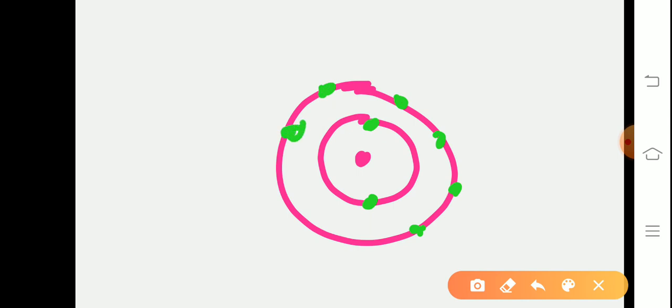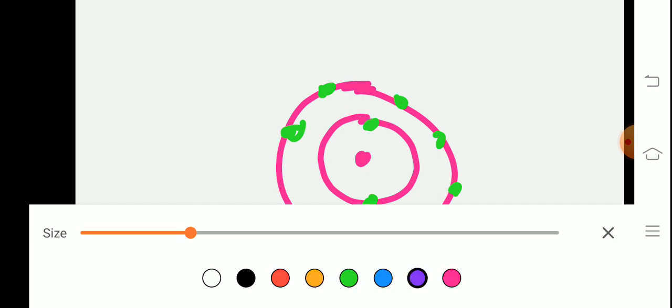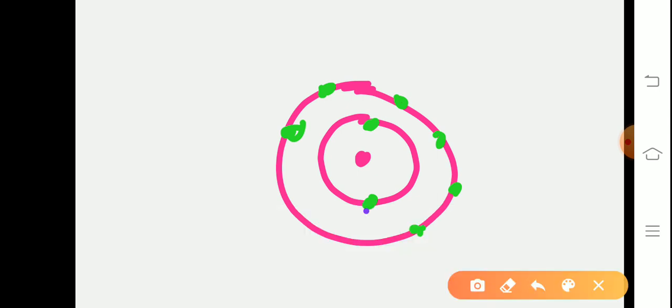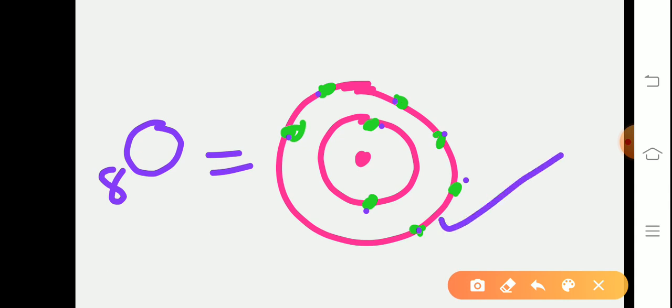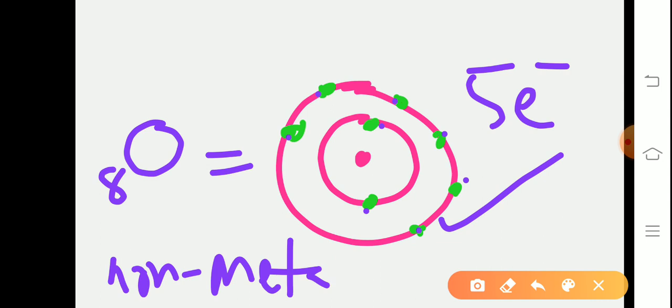Count the electrons: 1, 2, 2, 3, 4, 5, 6, 7, 8. Total how many electrons? 8 electrons. That means the oxygen atom. Whether oxygen is a metal or non-metal, this is the outermost shell. It contains 6 electrons. So 3 or less is considered metal, 5 or more is considered non-metal. Here it is 6, so oxygen belongs to non-metal.